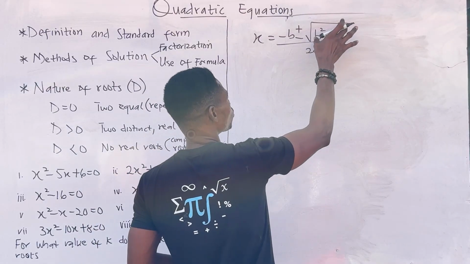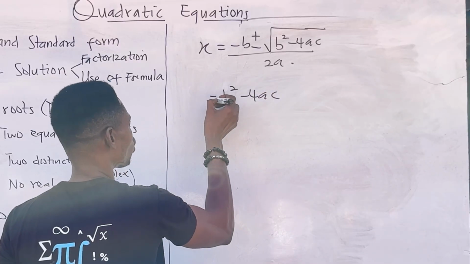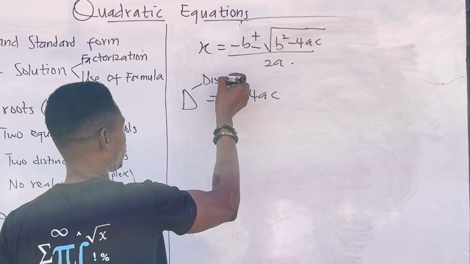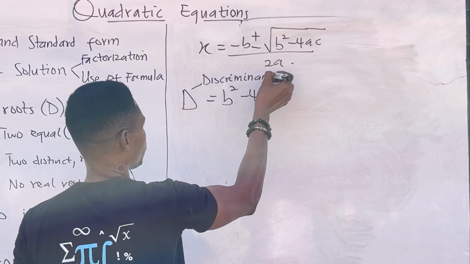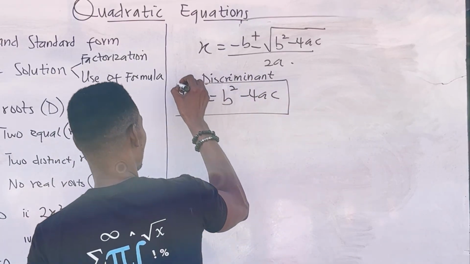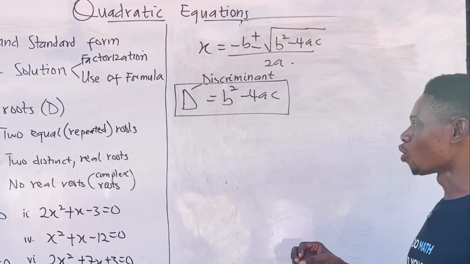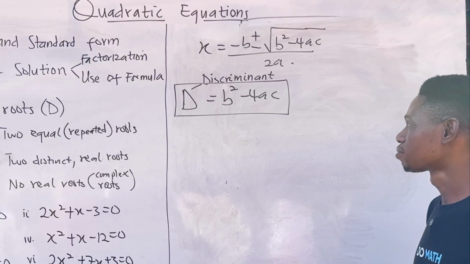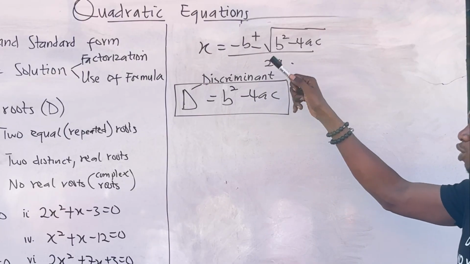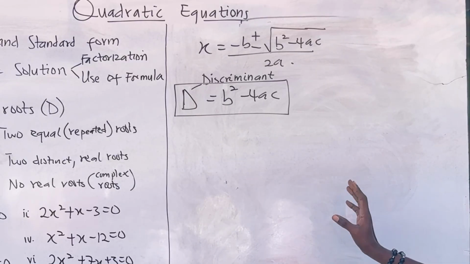Now, the content of this square root, which is b squared minus 4ac, we're going to call the discriminant, d. So this b squared minus 4ac, we're going to call the discriminant. Is it this discriminant that determines the nature of the roots of the quadratic equation? So this discriminant determines the nature of the roots of the quadratic equation. Now, for most of the ones we've solved, we have two answers that are distinct.